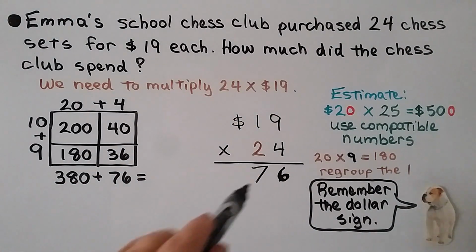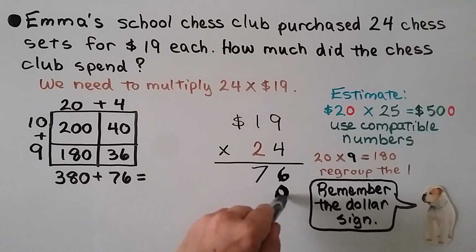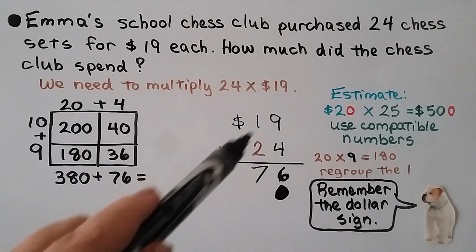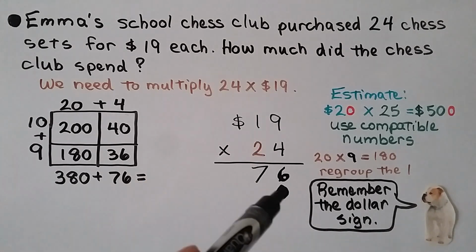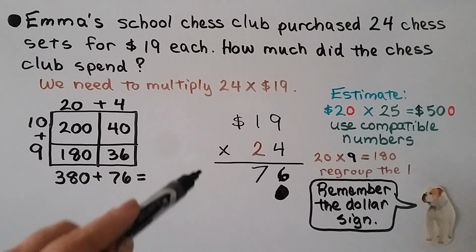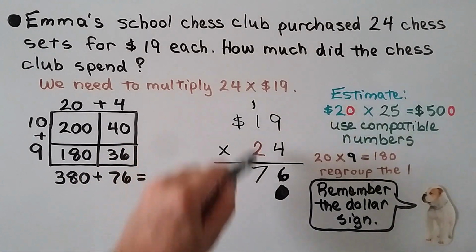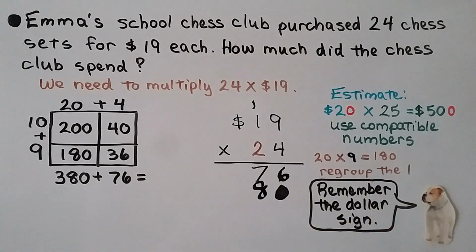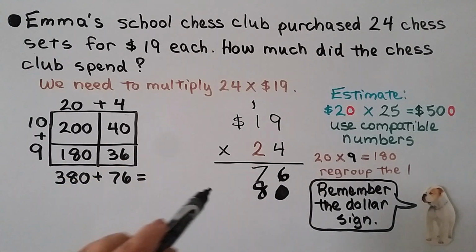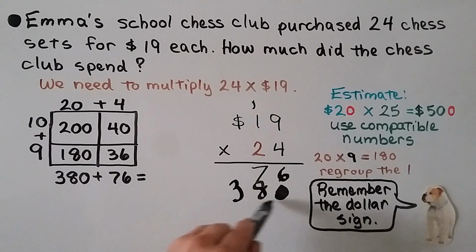Now, we know this is going to be a 0, don't we? We've got 20 times 9, which is 180. But because we know that's going to be a 0, we can look at this as a 2 times 9, which is 18, and we can regroup the 1 and put the 8 down. Now we can do 2 times 1 is 2, plus 1 more is 3, and we write it here.